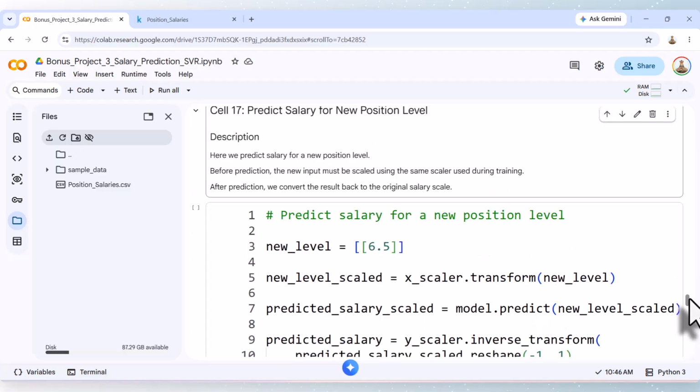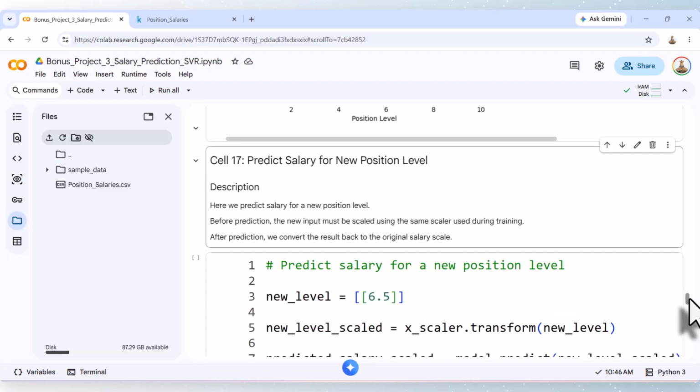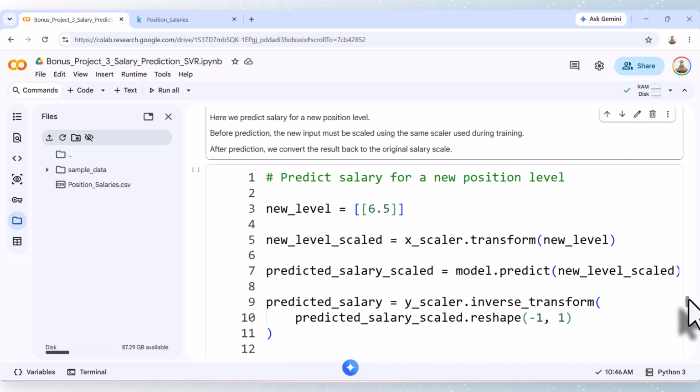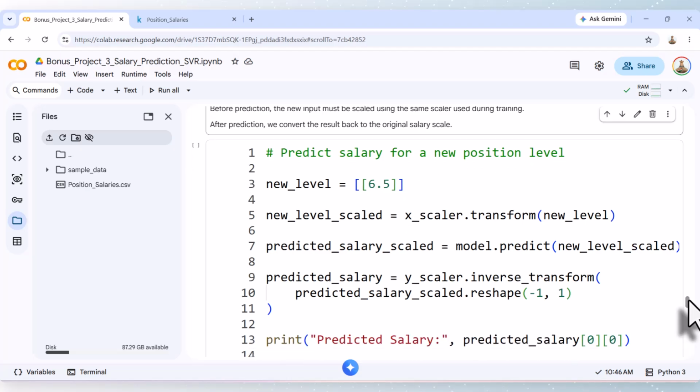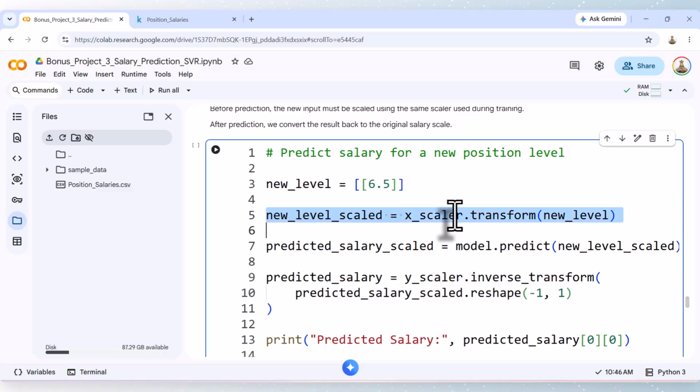So now you can create a new data set, okay, and for testing, predict the salary for a new position level. Here we predict the salary for a new position level. I have taken that level as 6.5. This is useful when we want to estimate the salary for an intermediate role. Before prediction, we must scale the data.